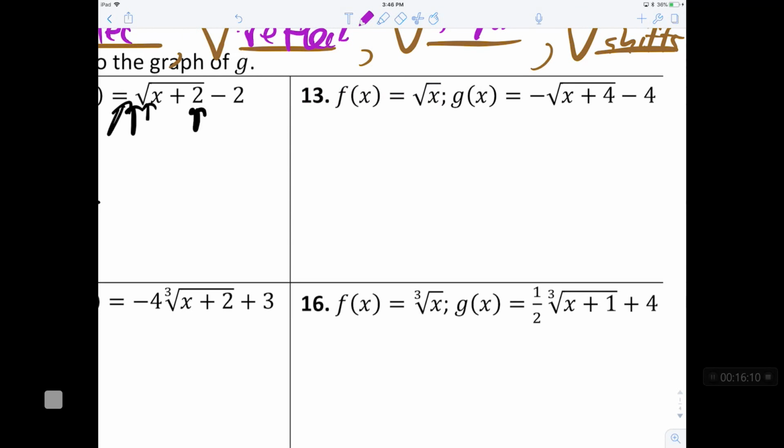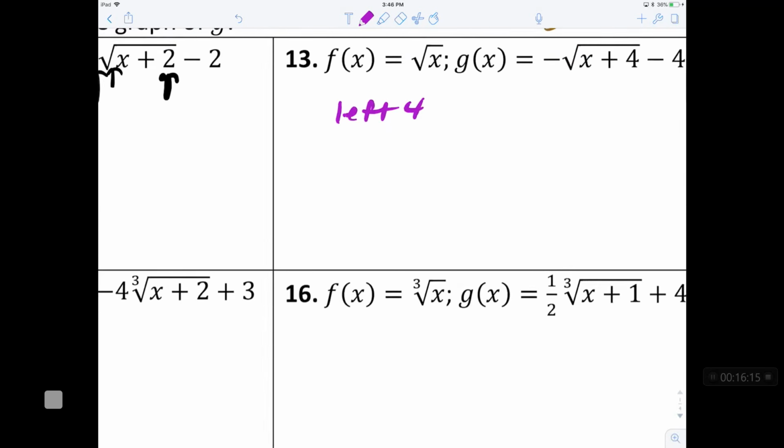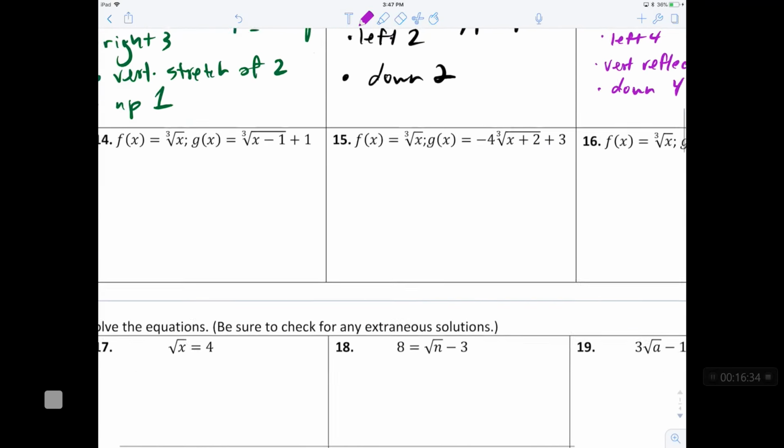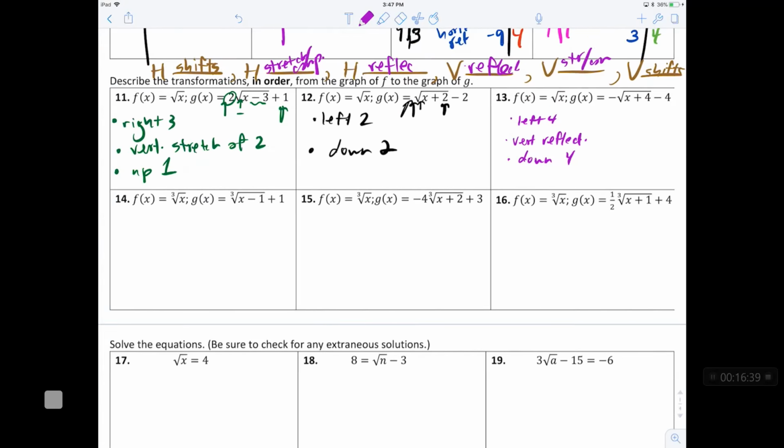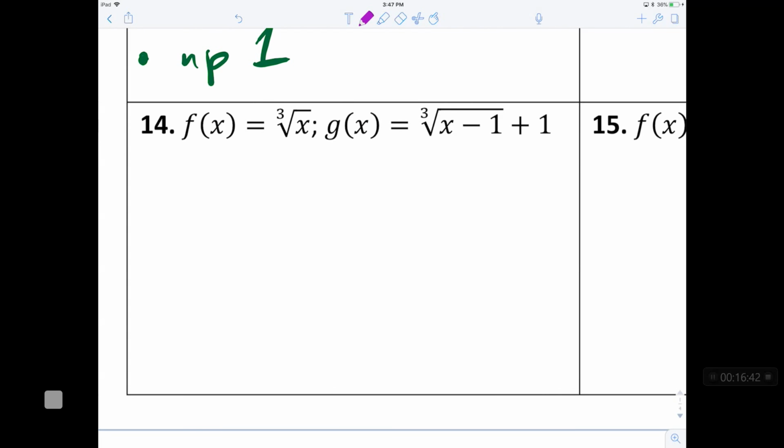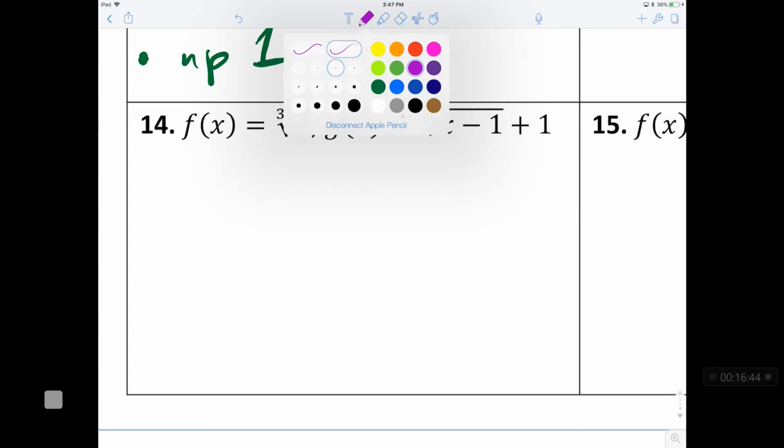I've got a shift left 4. No horizontal stretch or compression, no horizontal reflection, but I do have a vertical reflection, or reflection about the x-axis, and then I can go down 4. Okay, 14, 15, 16, these are cube root functions, I should say.